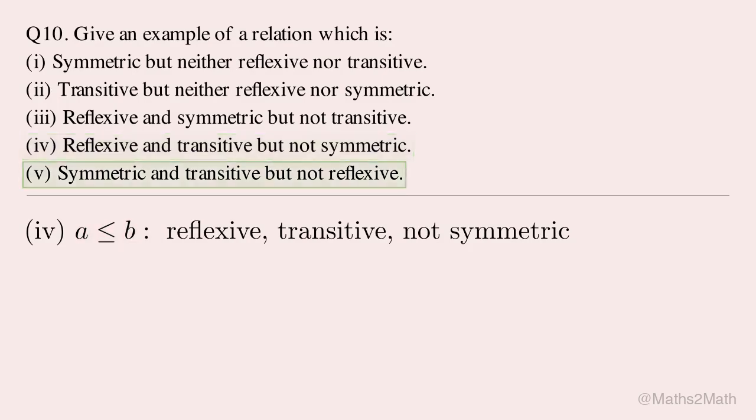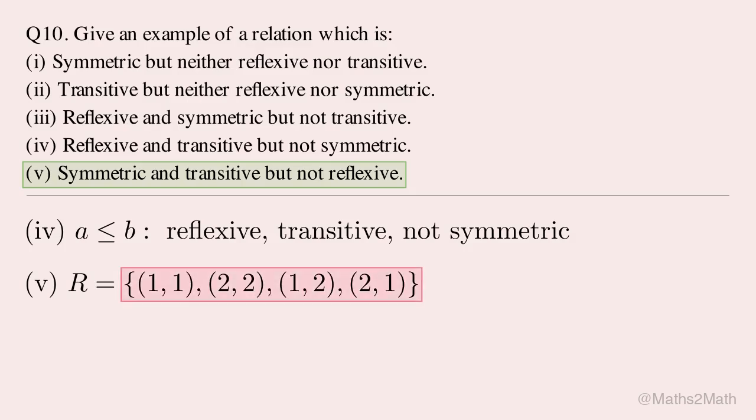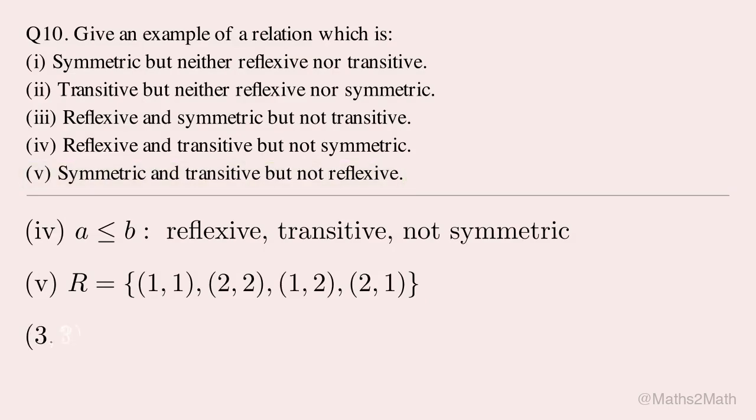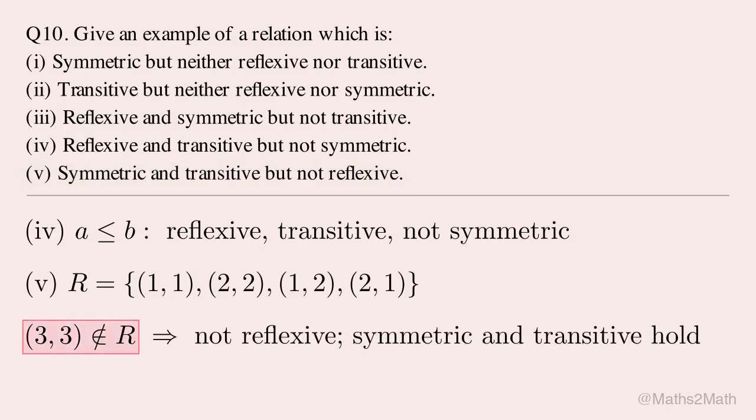Part 5, on 1, 2, 3, relate 1 and 2 to each other and themselves, leaving 3 out. 3 is missing, so it is not reflexive. But inside the pair, everything is symmetric and every chain closes.